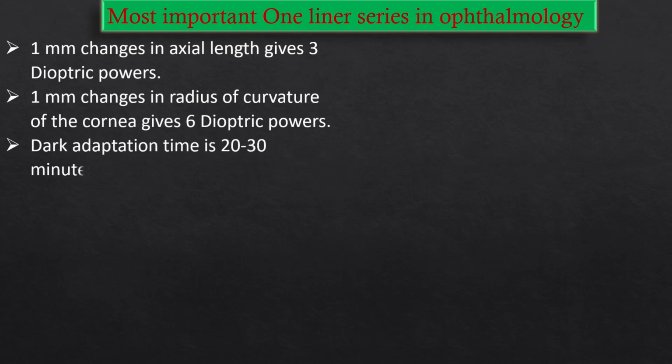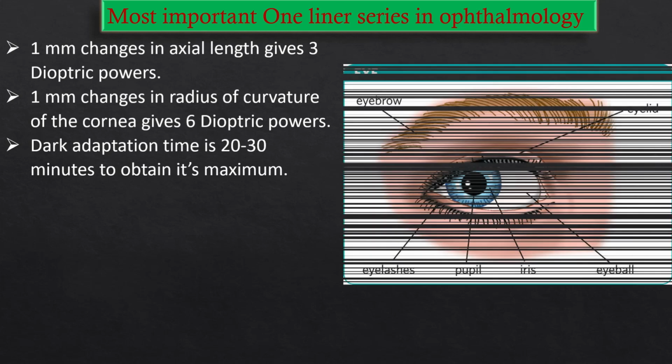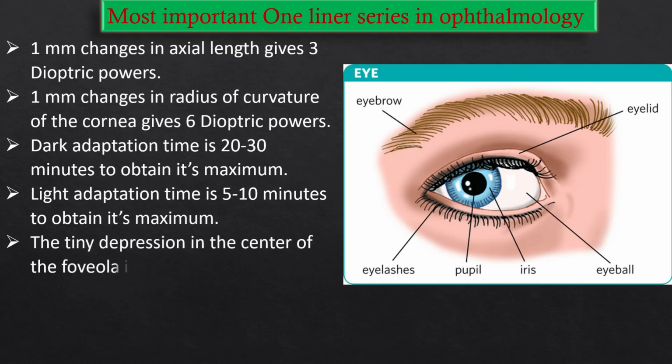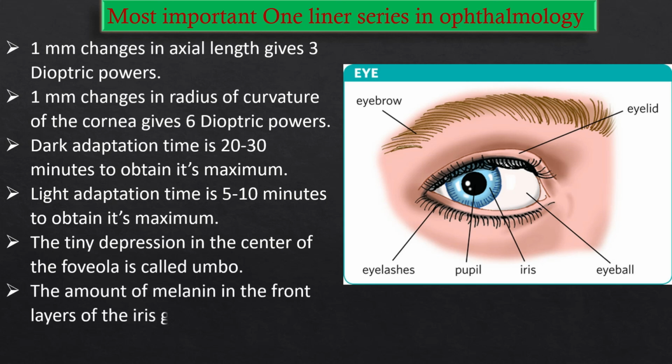Dark adaptation time is 20 to 30 minutes to obtain its maximum. Light adaptation time is 5 to 10 minutes to obtain its maximum. The tiny depression in the center of the foveola is called umbo. The amount of melanin in the front layers of the iris gives the eye color.